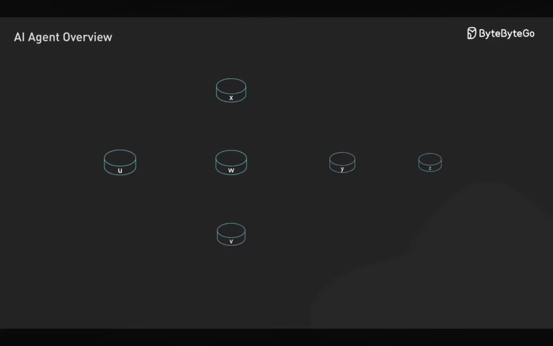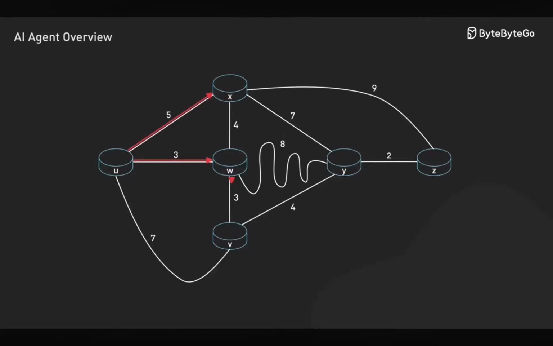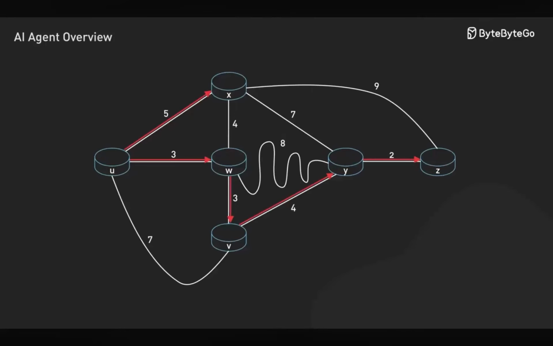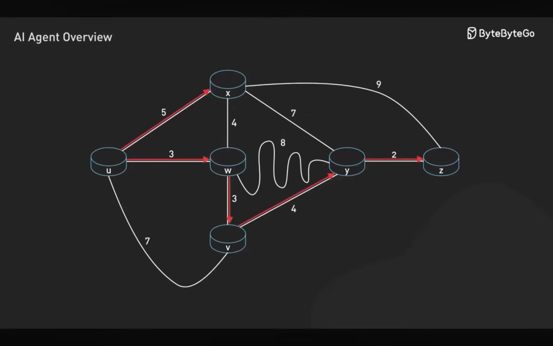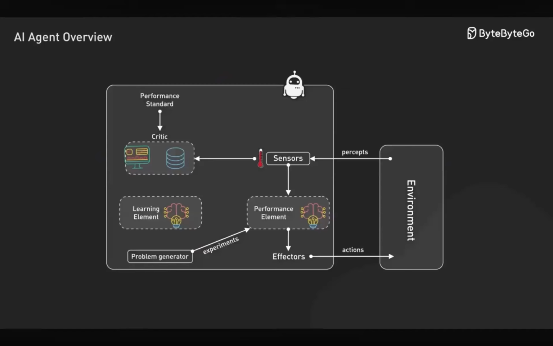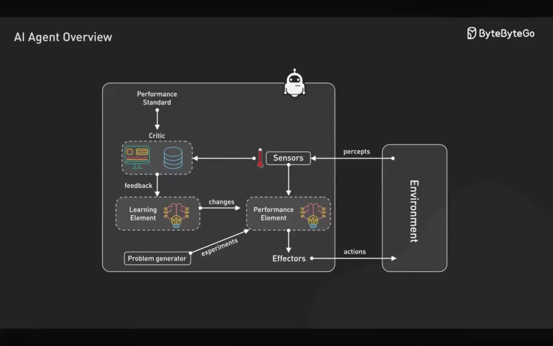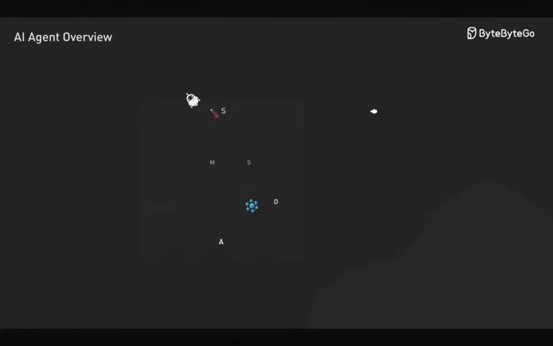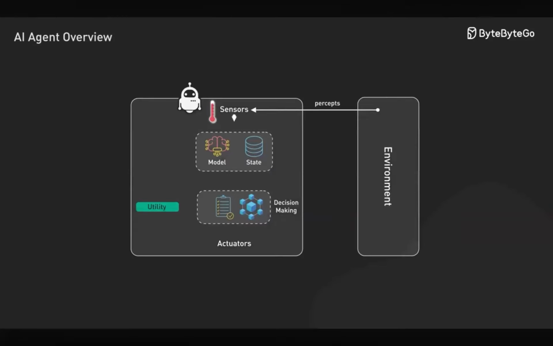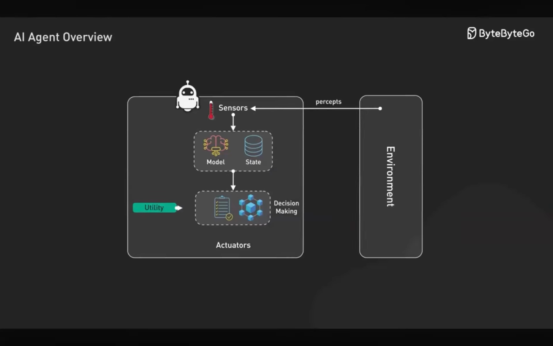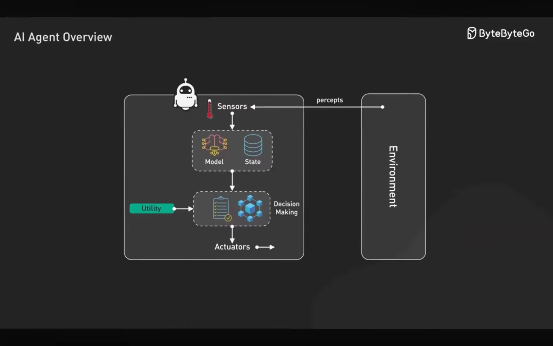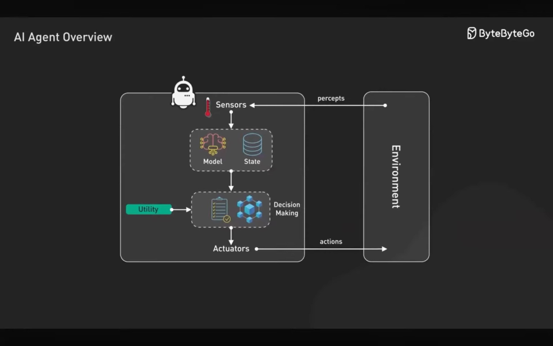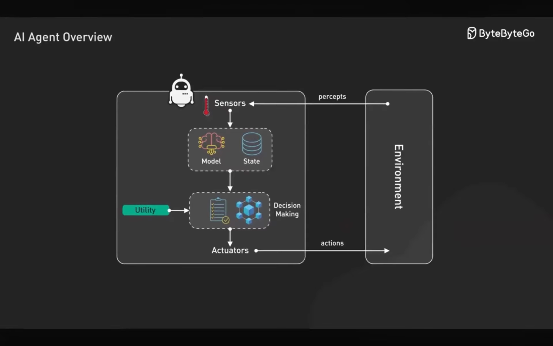Goal-based agents use pathfinding algorithms to chart action sequences that reach defined targets. Learning agents improve through reinforcement techniques, constantly adjusting their models based on performance feedback. Utility-based agents calculate outcome values using formulas and select the action with the highest expected payoff. This lets them weigh multiple factors when making decisions.